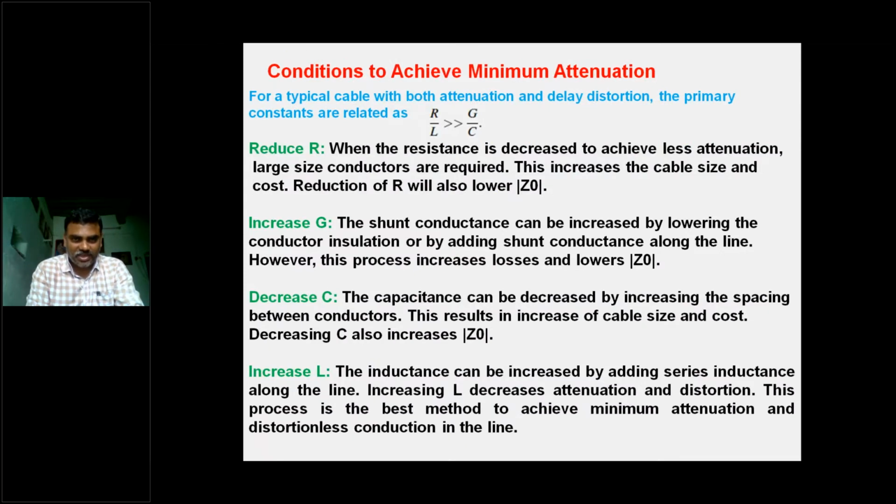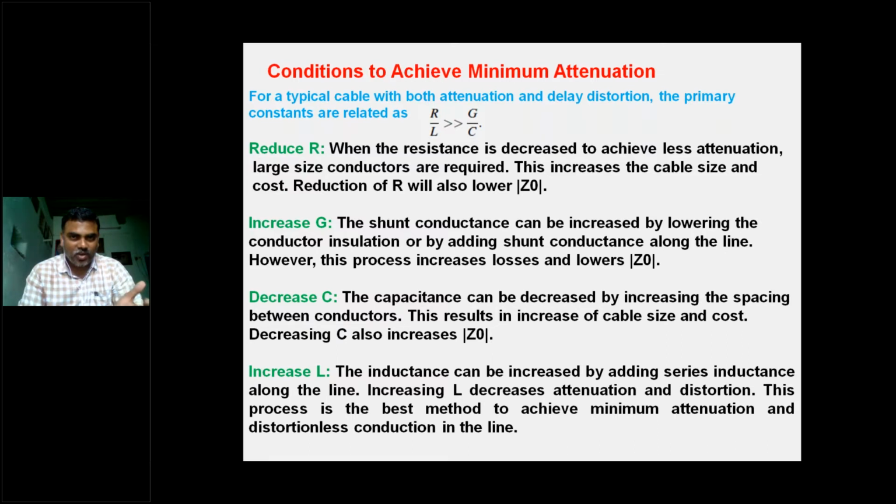So to achieve minimum attenuation, that is a distortionless line, we can reduce the resistance R, we can increase the G, we can decrease C, we can increase L. But here, out of all these cases, increasing L is somewhat a suitable case for the practical situations. And adding inductance in order to minimize the attenuation is nothing but called loading.